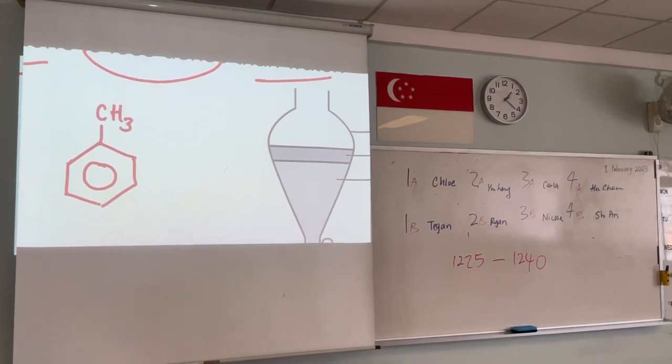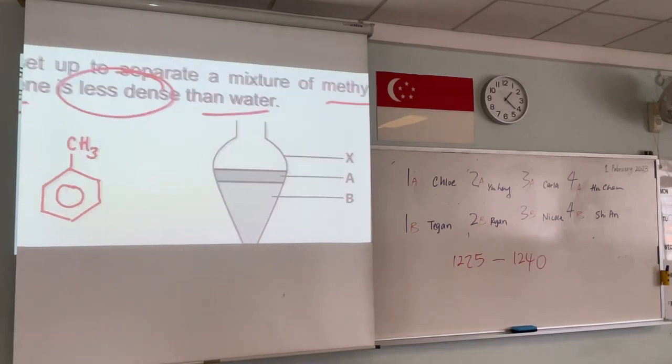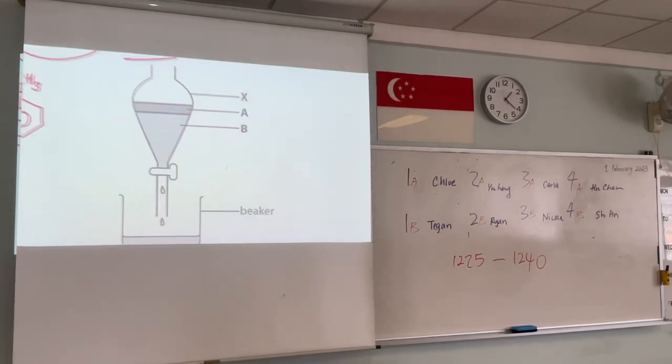Ta-da. Each of these corners is a carbon atom bonded to a hydrogen atom. You will learn these kinds of things when you go to JC. Benzene chemistry is not in the O-level syllabus, too complicated already. Anyway, your question is very simple.